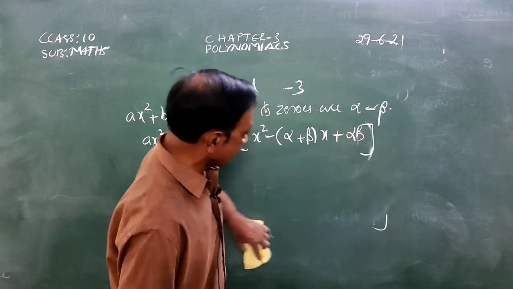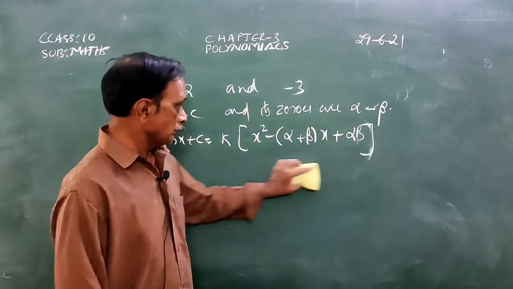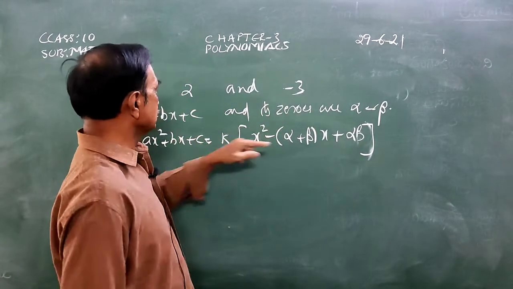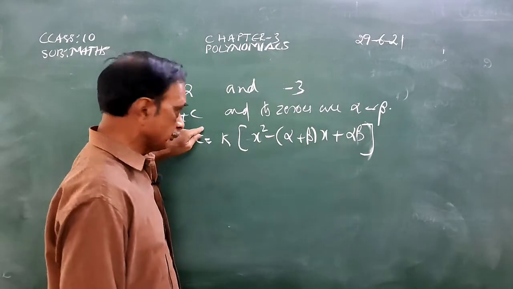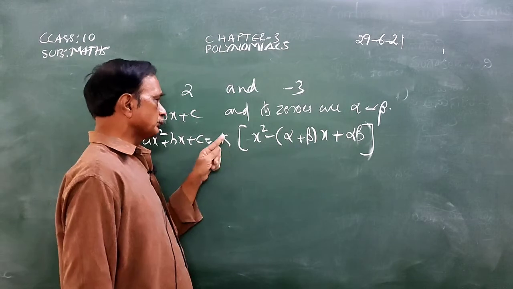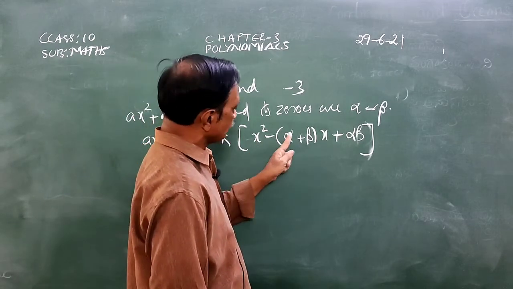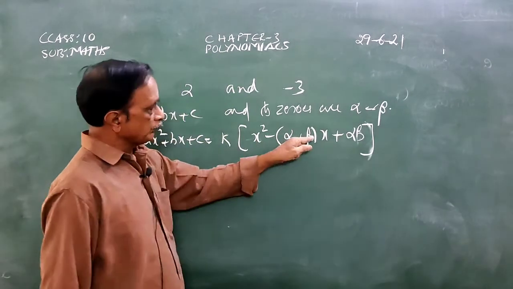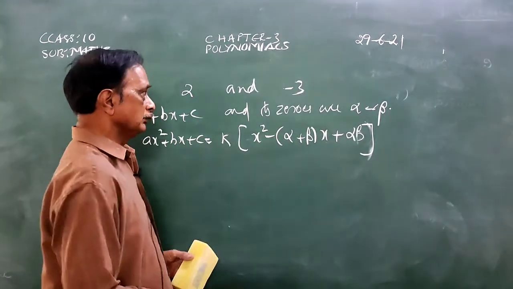When alpha and beta are the zeros of a quadratic polynomial ax² + bx + c, then that ax² + bx + c can be written in the form k(x² − (alpha + beta)x + alpha beta).